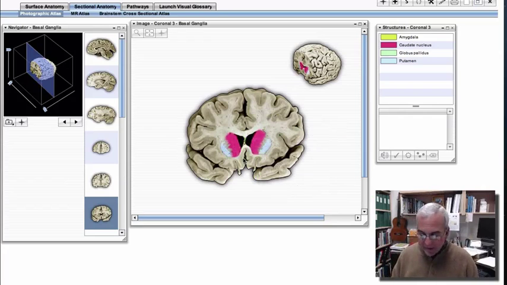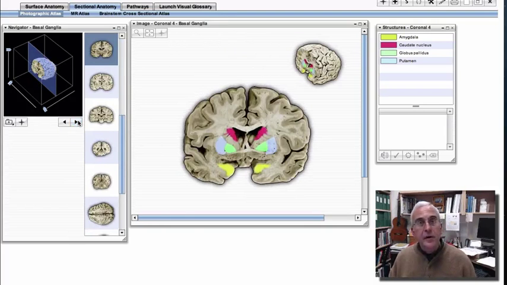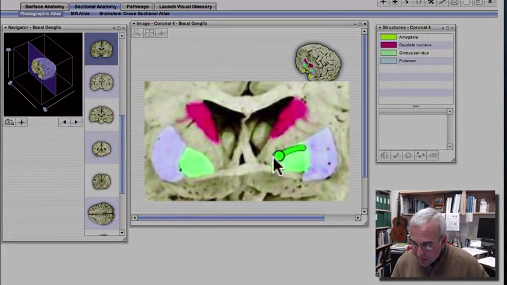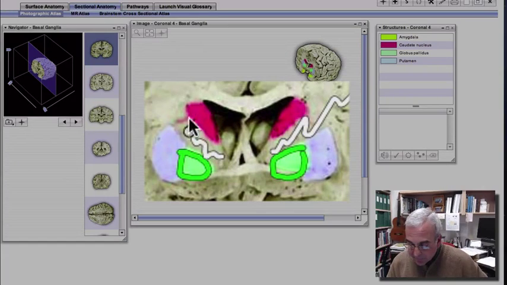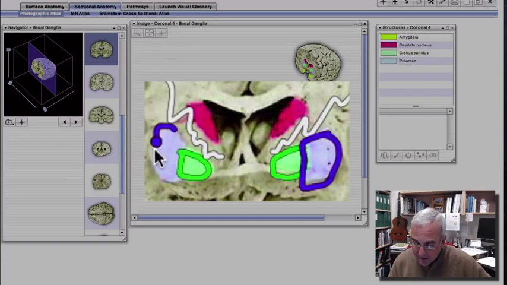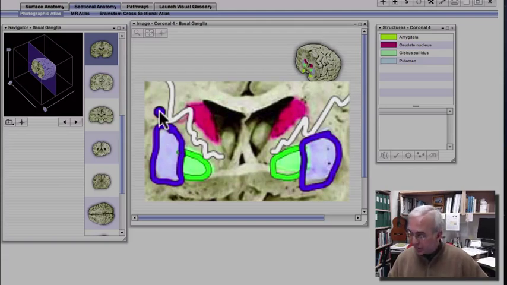Okay, let's go back a section, and at some point we expect to find the globus pallidus, do we not? And indeed we see it here. So the globus pallidus is found in green, and it, like the putamen, is lateral to these axons of the internal capsule. So here's the internal capsule. So again, we have globus pallidus and putamen that are found lateral to the internal capsule. And on the medial side, we have the caudate nucleus.